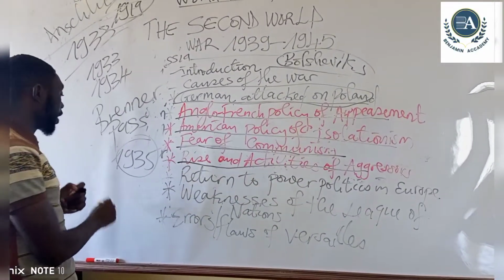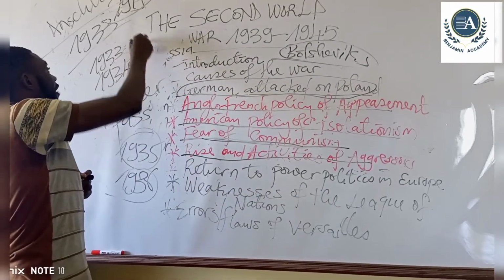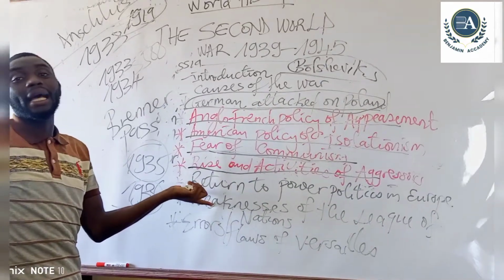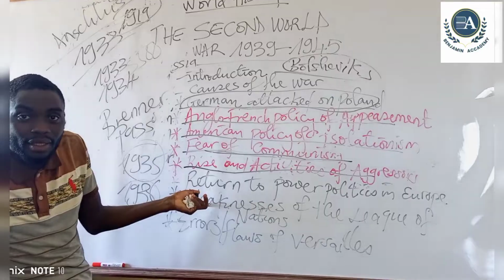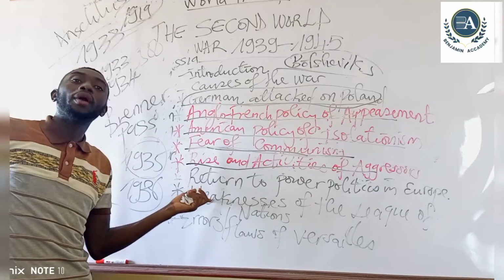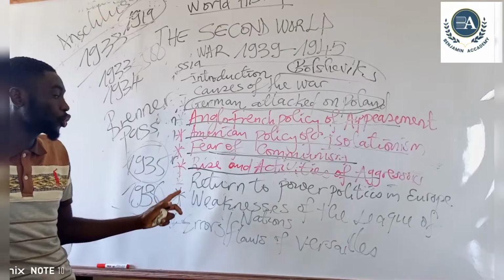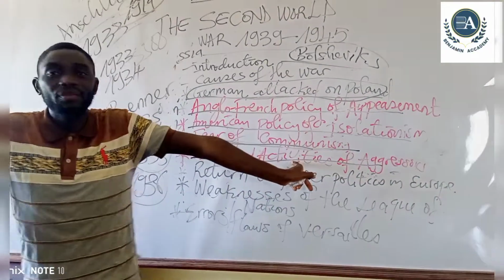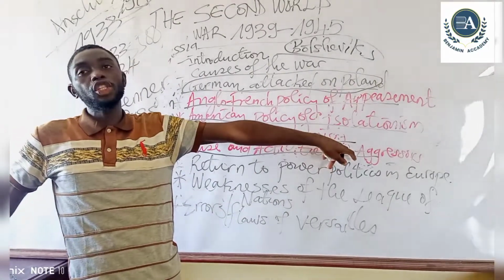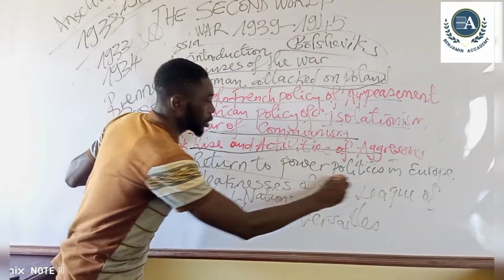On the 7th of March 1936, Adolf Hitler recruited 555,000 soldiers and took them to the Rhineland for military training. Hitler annexed Austria in 1938, annexed Czechoslovakia in 1938 and 1939, and when he attacked Poland in 1939, it led to the outbreak of the Second World War. So we said aggressors and their activities contributed to the outbreak of the Second World War, and we have mentioned the three aggressors. We move forward to look at the return to power politics in Europe.